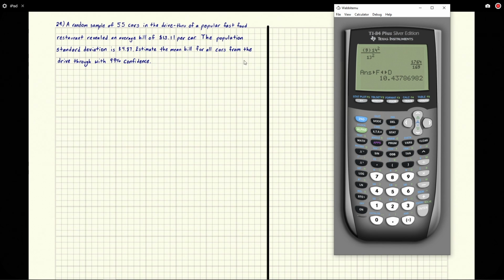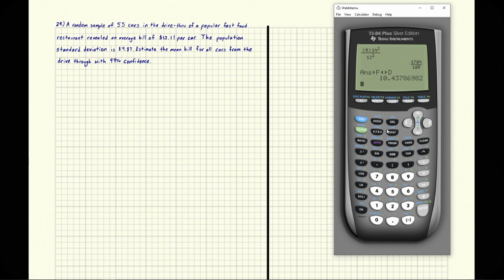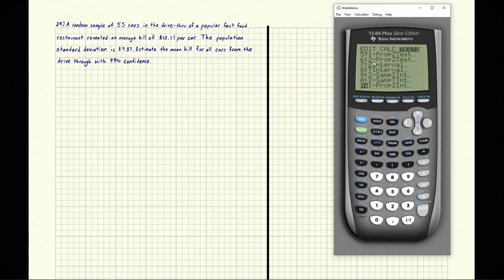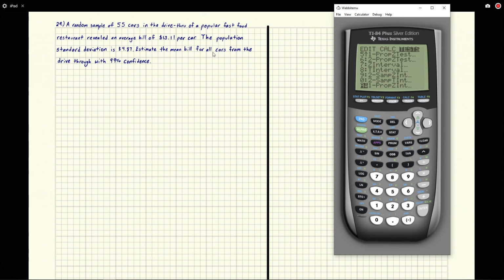So what we're going to do is come into our calculator for the first way. We're going to go to stat, and if you go over to tests, there's going to be some confidence interval stuff. There's a couple different ones. We have some proportion intervals, and you've got some t and z intervals. So we need to come back to our problem and determine, are we doing a z, t, or proportion?